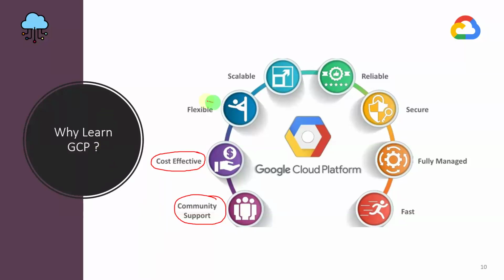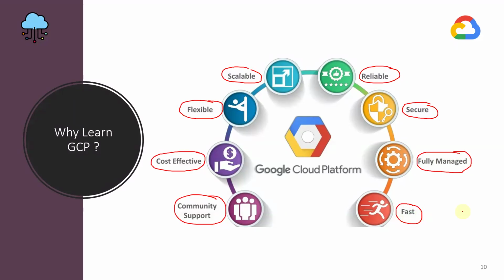And these services are flexible, scalable, reliable and secure, and it is offering you fully managed services and serverless services also. The interface is very simple and fast. So most of the companies have started using Google Cloud Platform because of these reasons: good community support, cost effective nature, flexible, scalable, reliable and secure services, fully managed and serverless services, and the interface is very simple and easy to use.